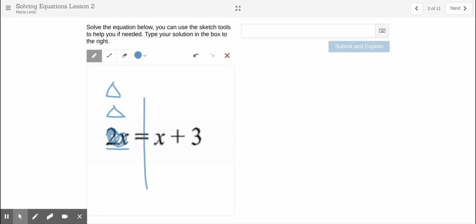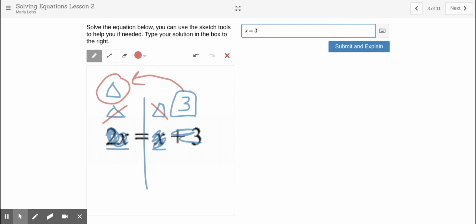Then if I look on the other side, this is an x. How many triangles is that going to be? Yes, just one. That should look like a triangle. And then this 3 plus 3, same thing as a 3 in a box. So what do you do to solve it? Well, I'm going to remove an x from both sides. All I have left now is a triangle and a 3. How many are in there? Yep. X equals 3.